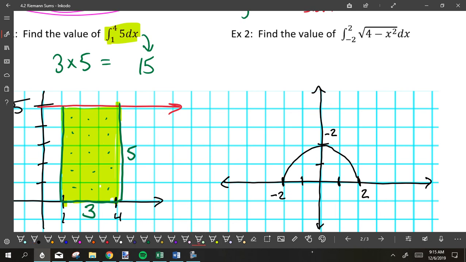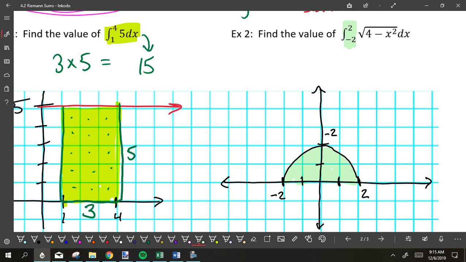I'm starting at -2 because that's the lower part of my bounds. What's my upper bound? 2. So from -2 to 2, I'm finding this area under the curve right here. That's the goal. We could do some rectangles, but rectangles really don't make any sense here. What area should I find instead?